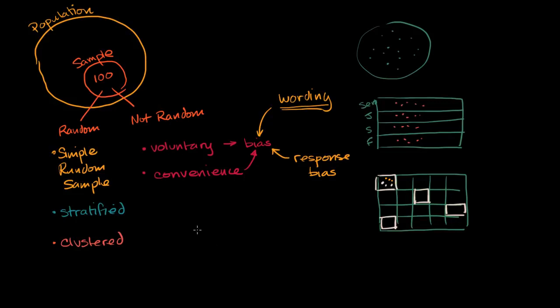So anyway, this is a very high-level overview of how you could think about sampling. You want to go random because it lowers the probability of introducing some bias. And these are some techniques. Also think about whether you're falling into some of these pitfalls that have a good chance of introducing bias.